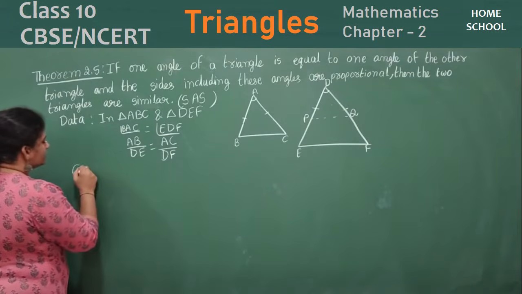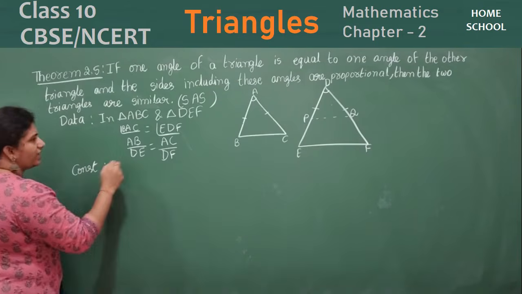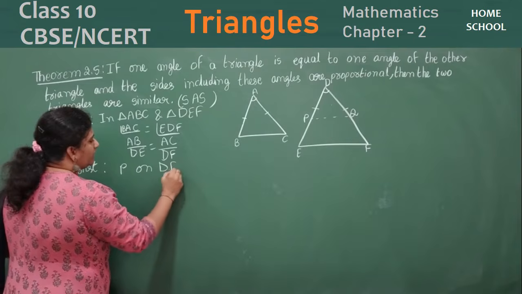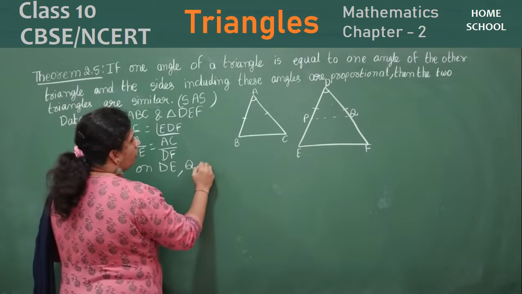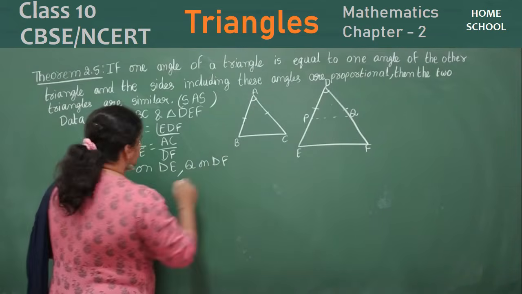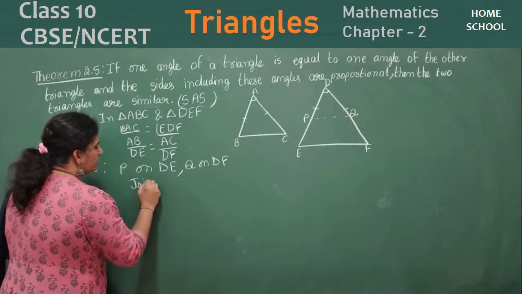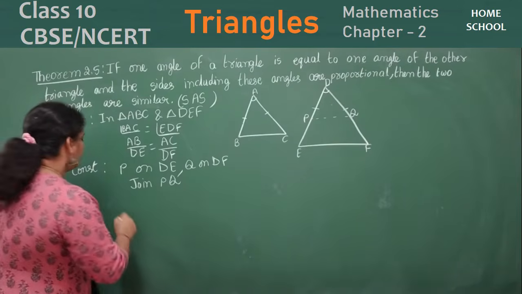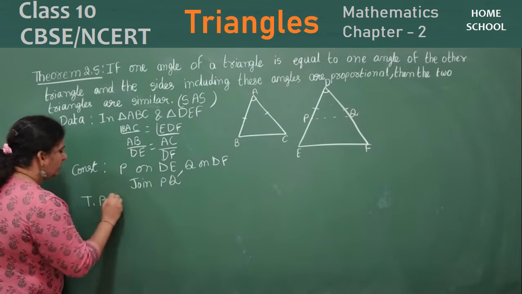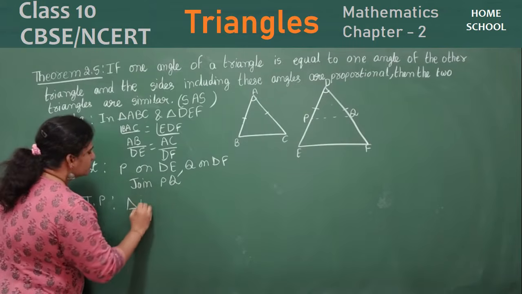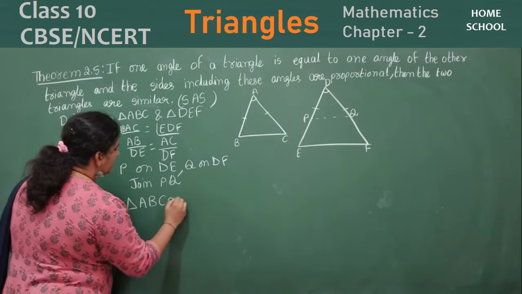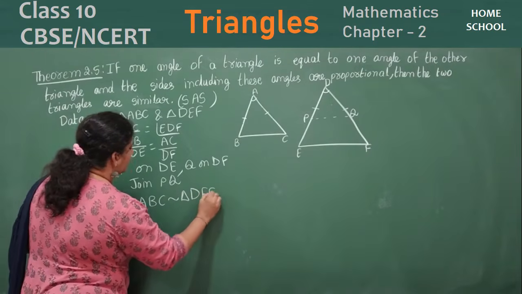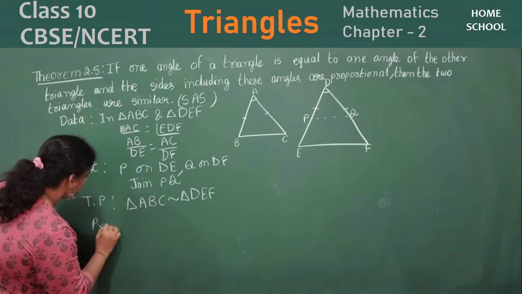And what construction have we done here? Construction. Mark a point P on DE and Q on DF. Join PQ. Okay. Now next step. What to prove here? We need to prove that triangle ABC is similar to triangle DEF. So now let's start our proof here.